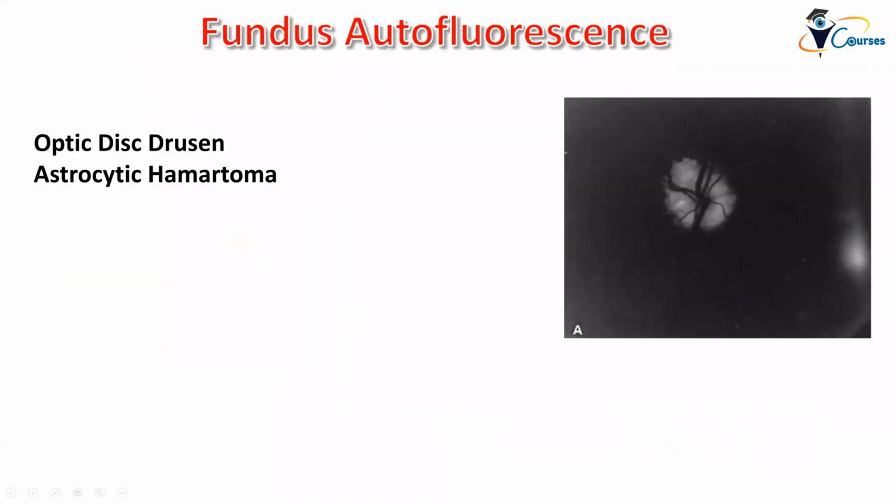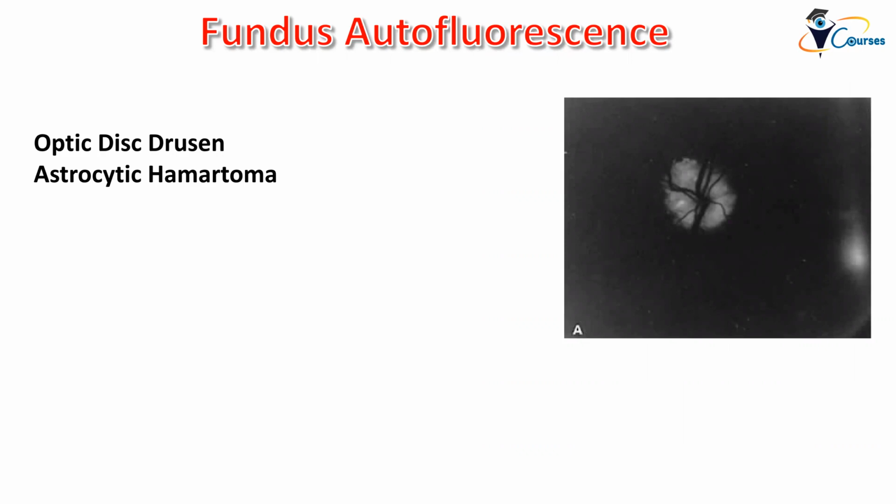There is another concept which is called fundus autofluorescence. What is meant by fundus autofluorescence? It means that there are certain structures that will show hyperfluorescence but without injection of a dye. How does this happen? In fluorescein angiography, the fluorescein molecule itself will absorb the blue light and emit a yellow-green light.